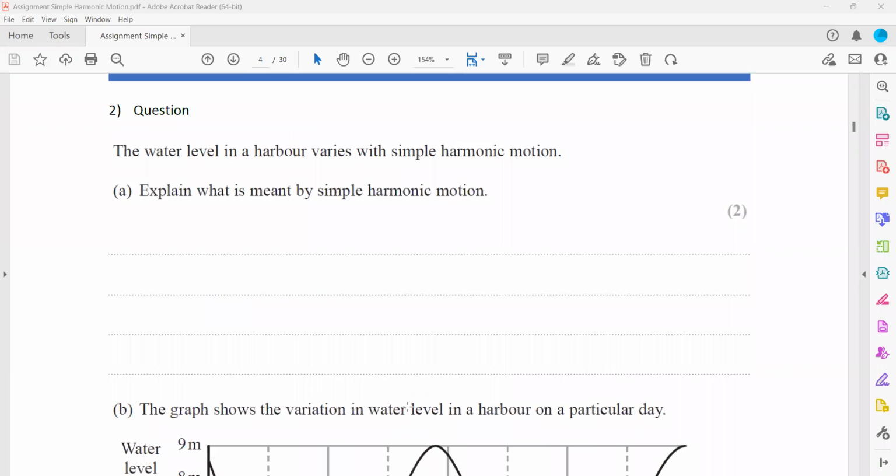In this question, the water level in a harbor varies with a simple harmonic motion. Explain what is meant by simple harmonic motion. What is the meaning or definition of simple harmonic motion? In simple harmonic motion, the acceleration and displacement are directly proportional. So you will write the acceleration is directly proportional to displacement.